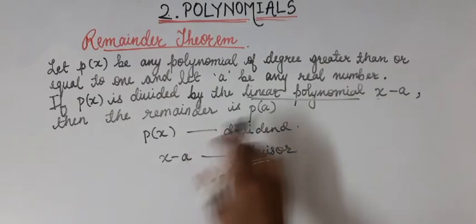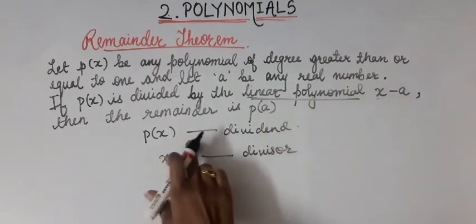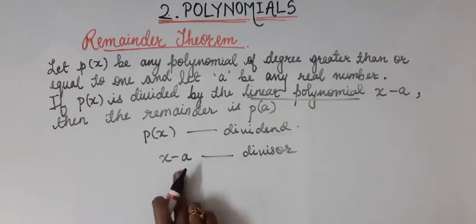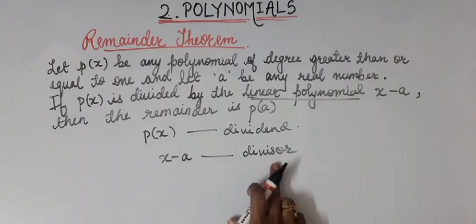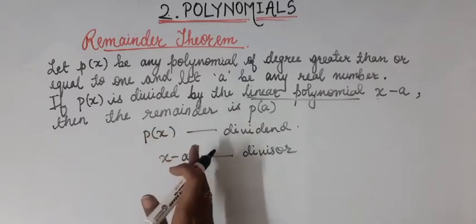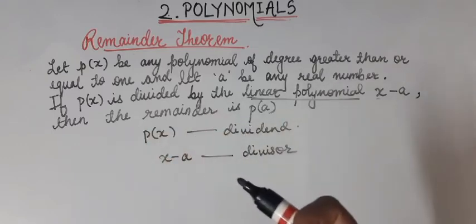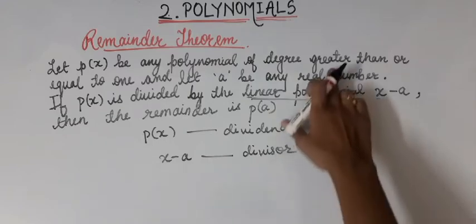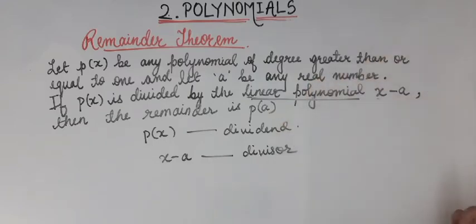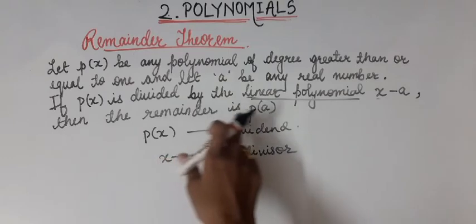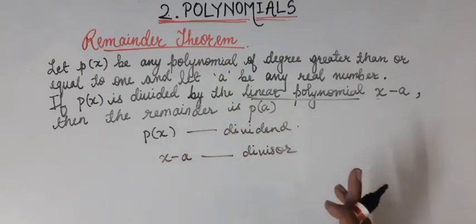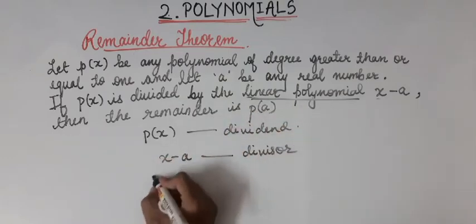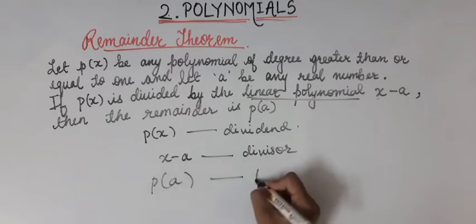So till here we understood that p of x is the dividend and x minus a, which is a linear polynomial, is the divisor. p of x can be a linear polynomial or can have degree greater than 1. Then the remainder is p of a. p of a is your remainder.